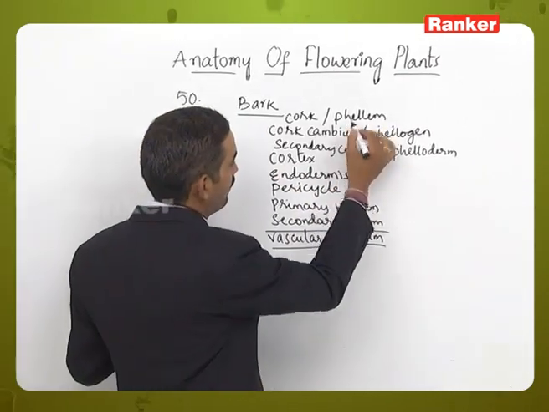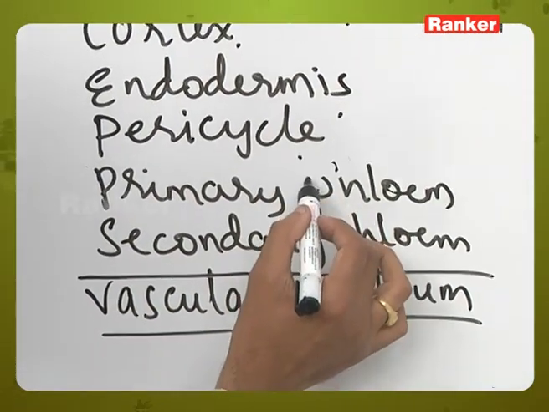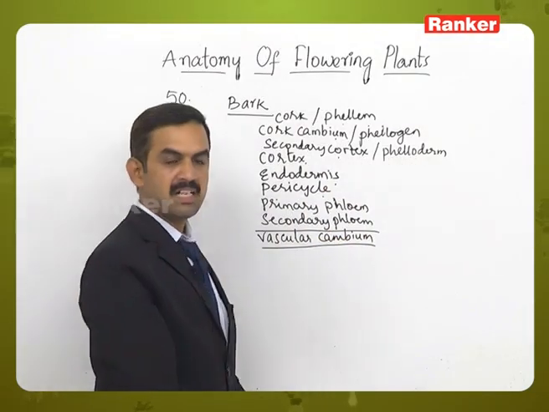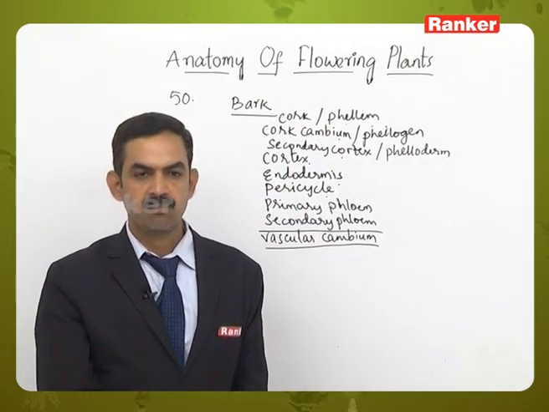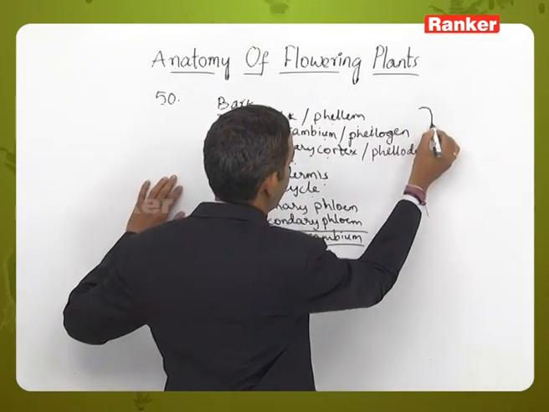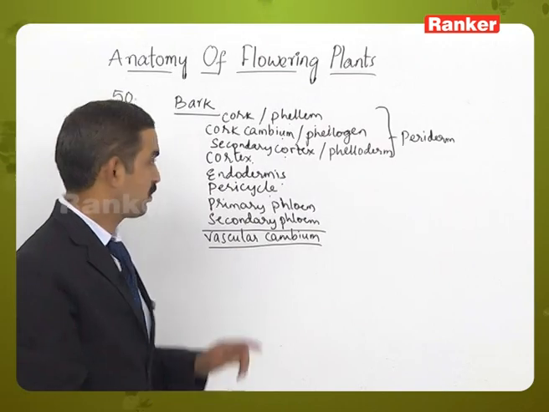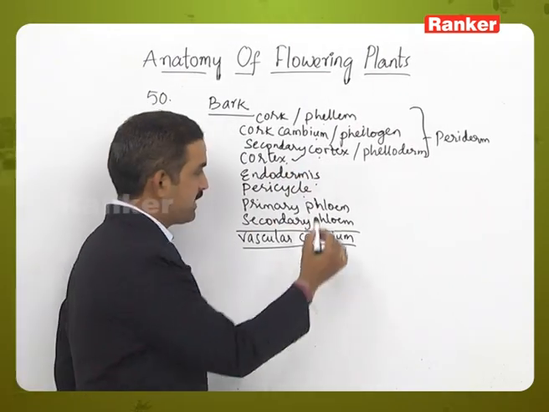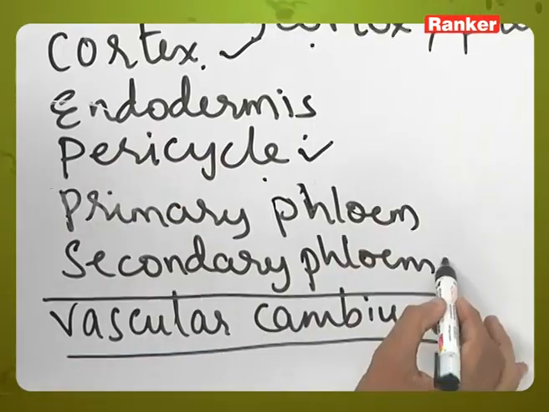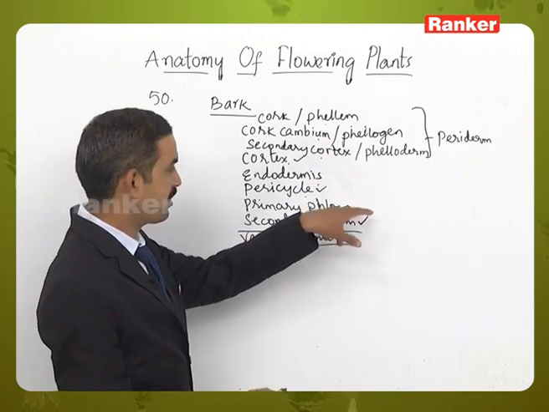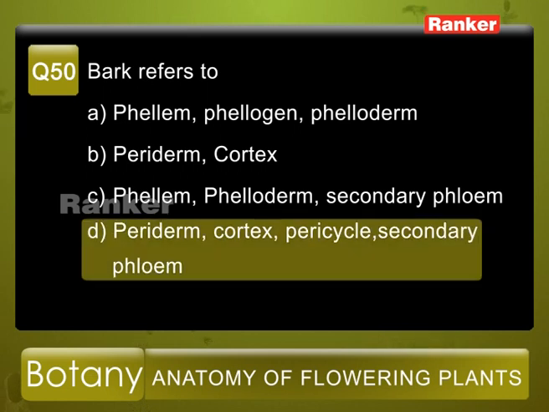So it contains cork, cork cambium, secondary cortex, some part of the cortex, endodermis, pericycle, little amount of phloem, and also the secondary phloem. So from the given options, option D is showing the presence of periderm. Periderm is all these three. Then cortex, pericycle, of course endodermis is not given there, but they have given the pericycle, and secondary phloem is given. So from the given options, the four tissues that have been given are matching here. So option D is the correct answer.